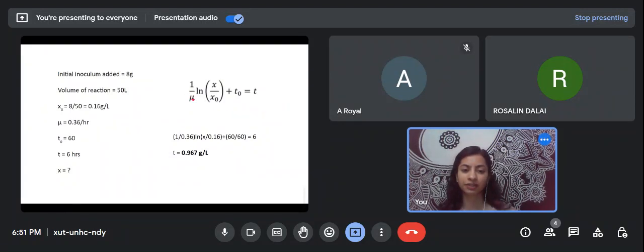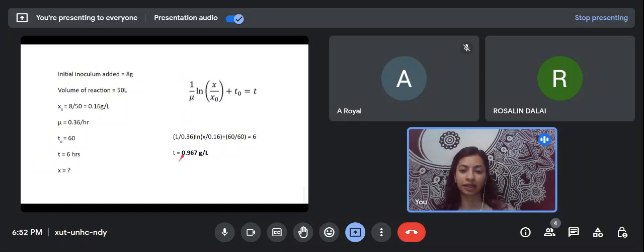It's not something that I think has been taught in the course, but it's something that you might require. So it is 1 by nu, which is the specific growth rate, ln of x by x naught, where x is the final concentration and x naught is the initial concentration, plus t lag equals t. That is the amount of time that has gone in the lag phase. If someone asks you how much time it took for the cells after you inoculated to reach this concentration, you will tell the total amount of time. You will not subtract the lag phase from it. So if you want, you can try the calculation to see if you get this answer.